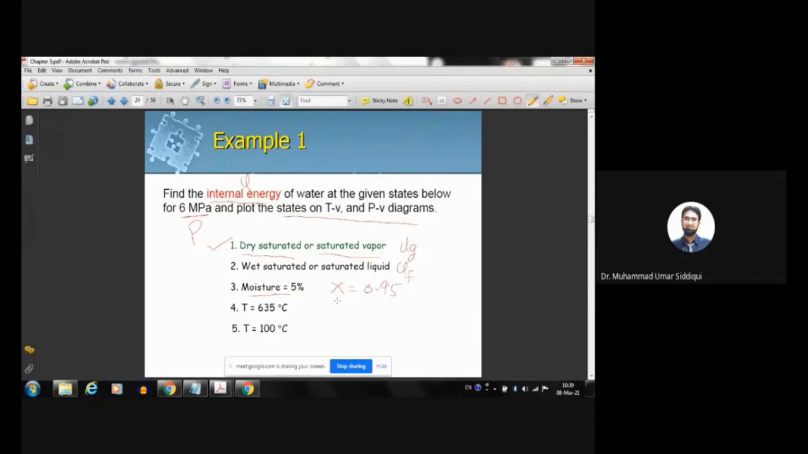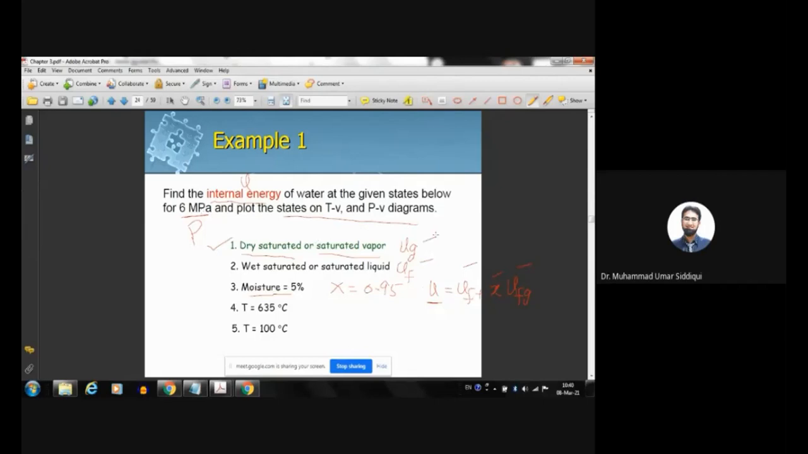If we need to find it for X equals 0.95, that means we need to find U. We have to use this formula: U equals UF plus X UFG, where UFG is UG minus UF. So you know UG, you know UF, so that means you know UFG, and X is given, so you can find what is U. Is this thing clear? Yes, sir. Because we are talking about the same pressure.